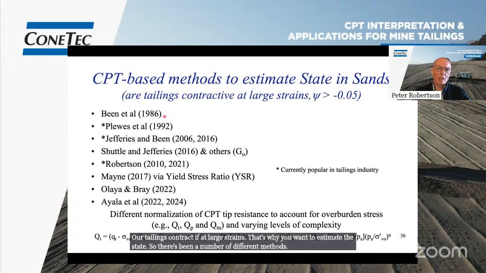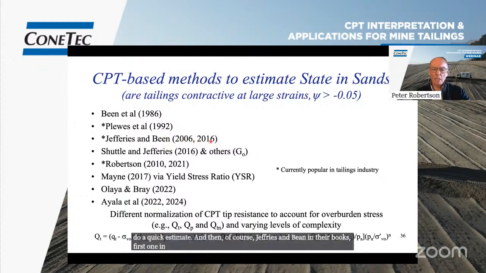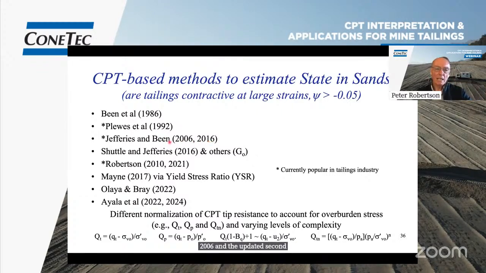So Been and Jefferies first suggested it, and then Lewis, Jefferies, and Davies in '92 made sort of a breakthrough, and they said, well, we could make some simple assumptions, and we could actually draw contours of state parameter on the soil behavior type chart for the CPT, and it became just a very powerful way to do a quick estimate. And then, of course, Jefferies and Been in their books, first one in 2006, and then the updated second edition in 2016, gave more advanced ones, and then Shuttle and Jefferies, and then others have advanced it even further. I did the empirical method in 2010, and I updated it in 2021.